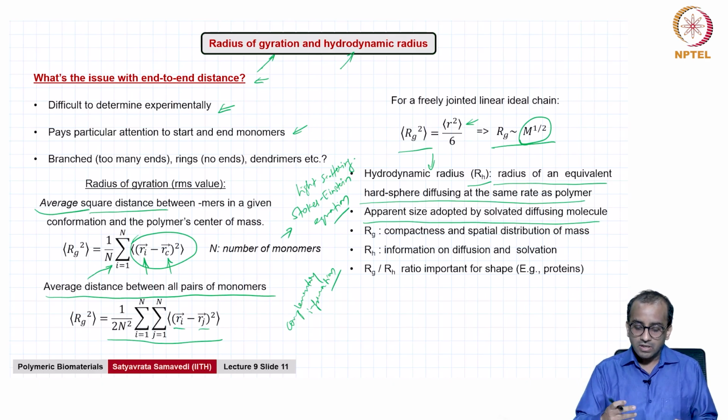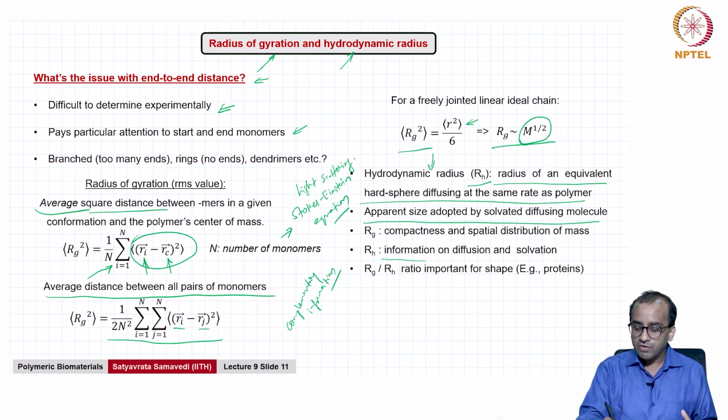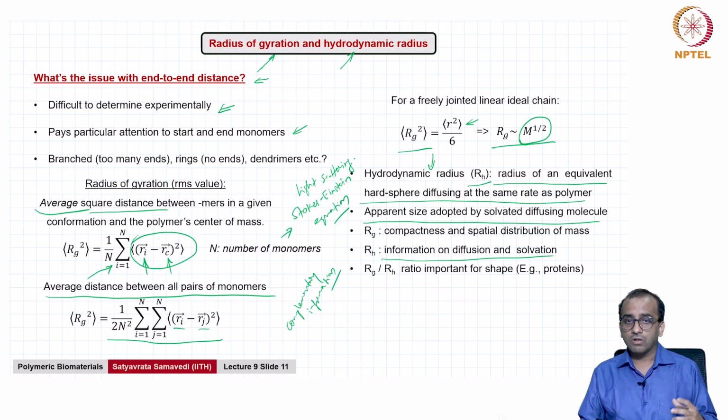So, as it turns out, Rg and Rh give you complementary information about the size of a macromolecule. Rg tells you something about the compactness of the macromolecule and gives you information about the spatial distribution of the mass within the macromolecule itself, whereas Rh gives you information about diffusion and solvation, as we have just seen. And it turns out that Rg over Rh is a very important factor which can tell you something about the shape of macromolecules based on what that ratio is. This is true especially for proteins.